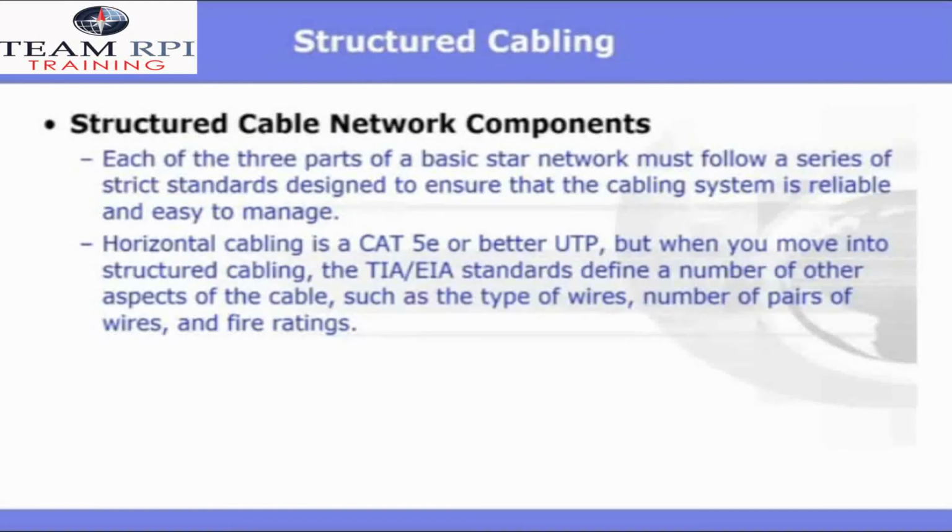Each of the three parts of a basic star network must follow a series of strict standards. Horizontal cabling is a Cat5e or better unshielded twisted pair cabling. But when you move into structured cabling, the TIA standard defines a number of other aspects about the cable, such as whether it is braided cable or solid cable, the type of wires used, the number of pairs of wires, and the fire rating of the cable.